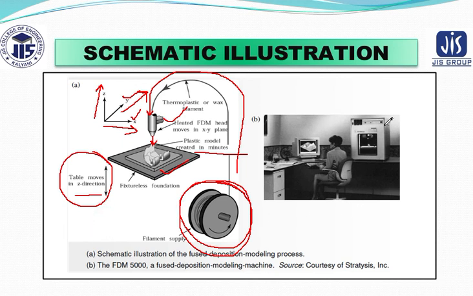And you can see this is the machine setup. With the help of this particular computer, you are able to see the deposition process occurring. This is the FDM 5000 model, basically a fused deposition modeling machine, and I have already told you that it was first introduced in the USA. Now let's have a look at the next slide.